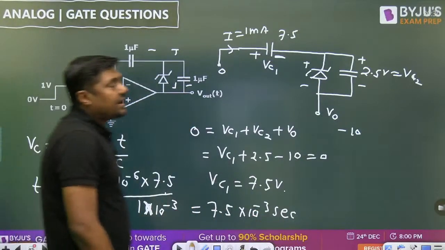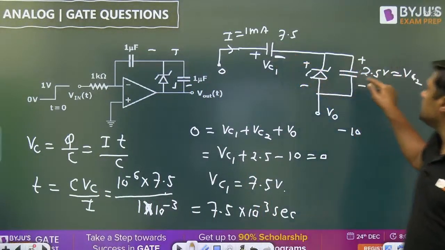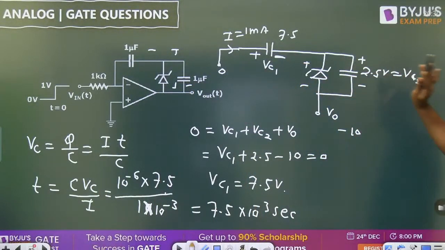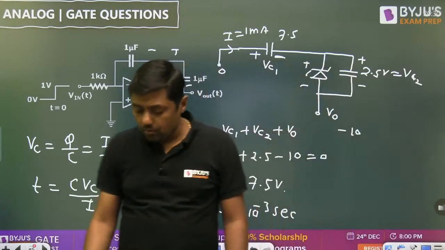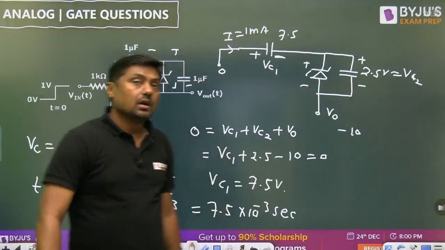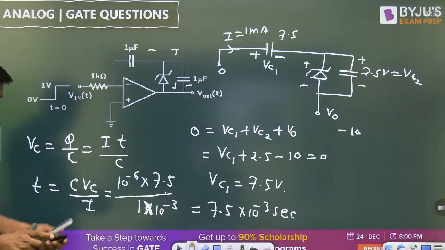7.5 millisecond is required to charge the capacitor up to 7.5 volt, and VC2 will remain at 2.5 volt, and that is the concept. अच्छा क्वेश्चन है ये, और अच्छे से बना लीजिएगा आप इसको. That is from Instrumentation Branch.